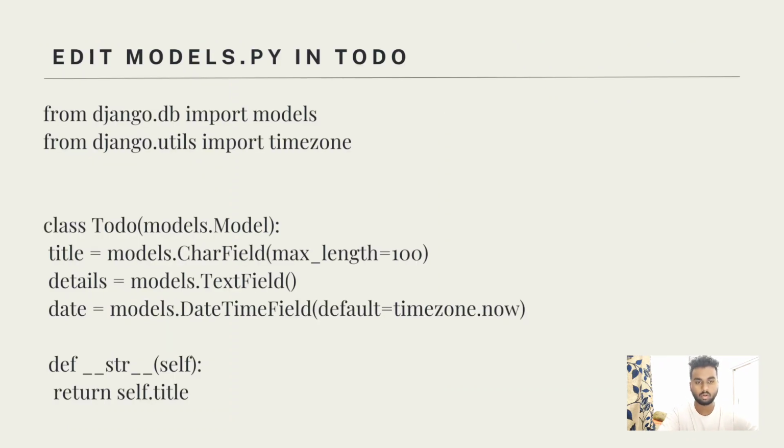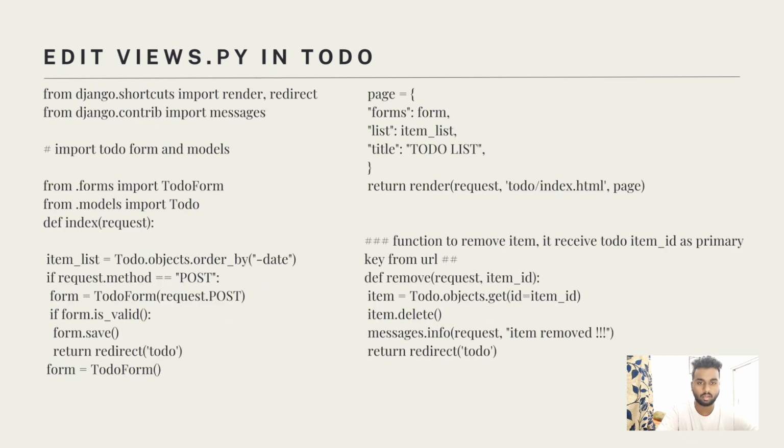The next one is to edit models.py in todo. From django.db import models. From django.utils import timezone. We'll be importing the timezone also. Class Todo(models.Model). Title is equal to models.CharField, which will be a maximum of 100 characters. Details is nothing but the TextField, and date is nothing but the DateTimeField. For now, default will be timezone.now. We'll be creating a string function which will return self.item, and finally we'll edit the views.py.